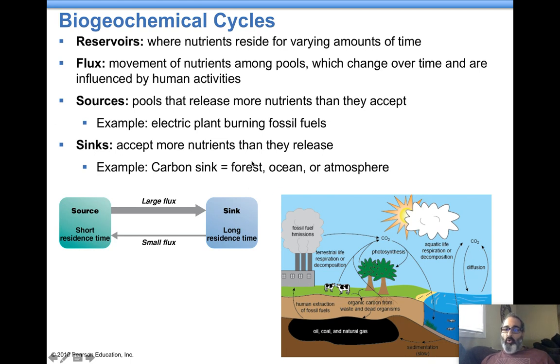The ocean stores carbon. Forests store carbon. The atmosphere stores carbon. And they store it in different forms. If you set that forest on fire, it now becomes a source, basically. It's now releasing carbon to the atmosphere.